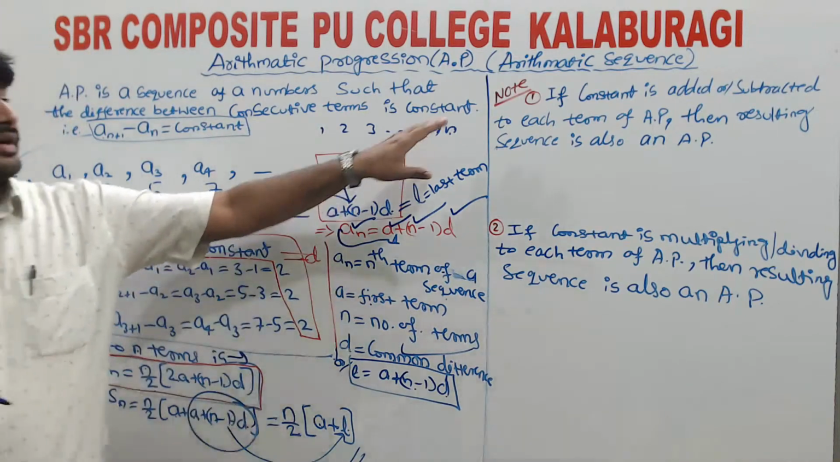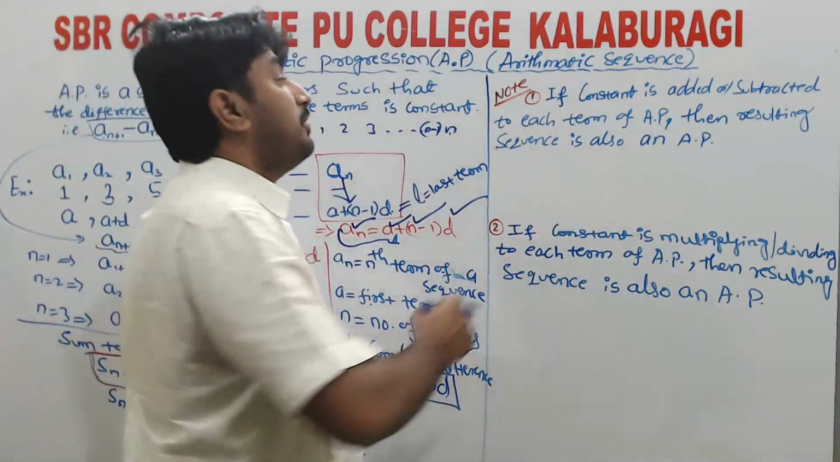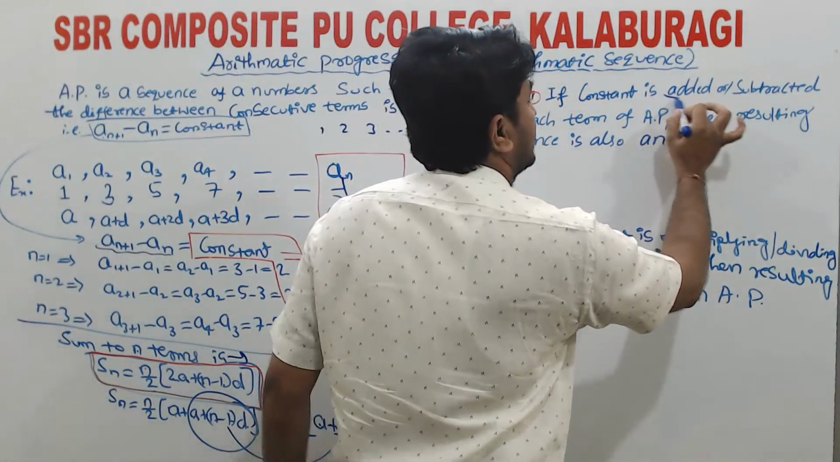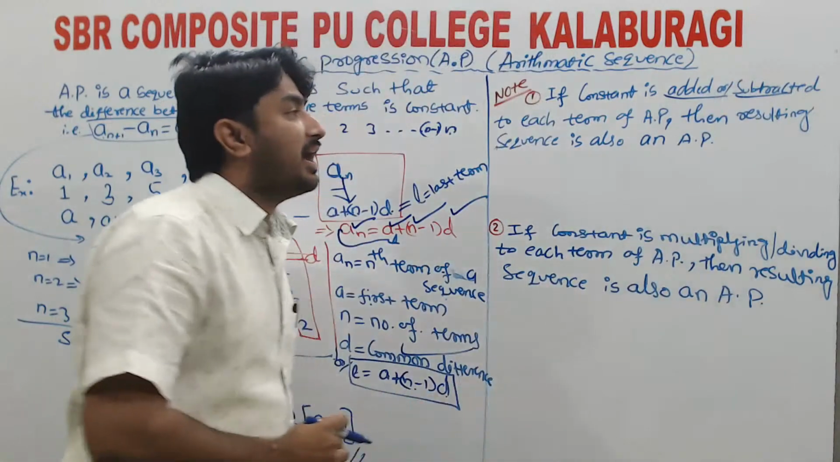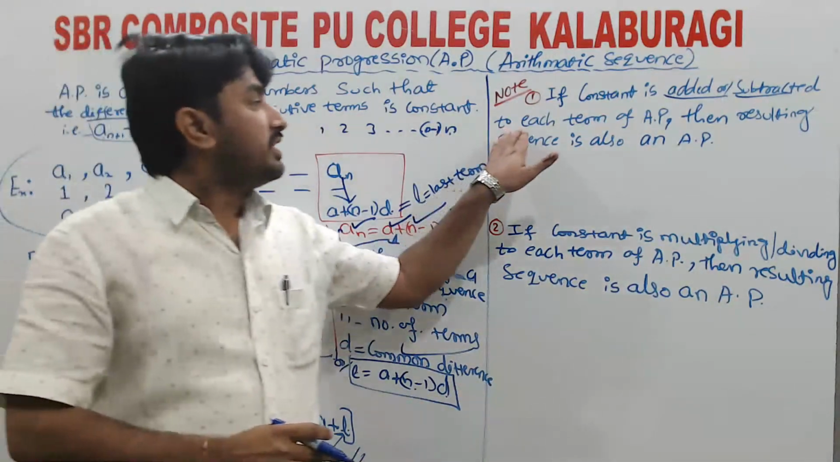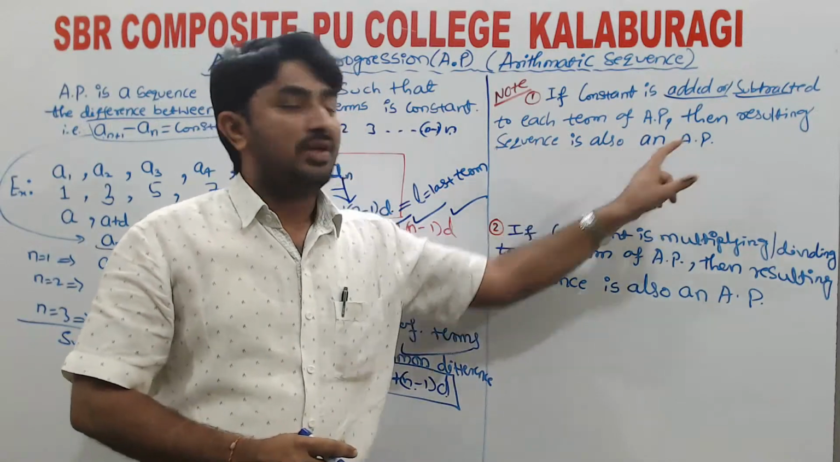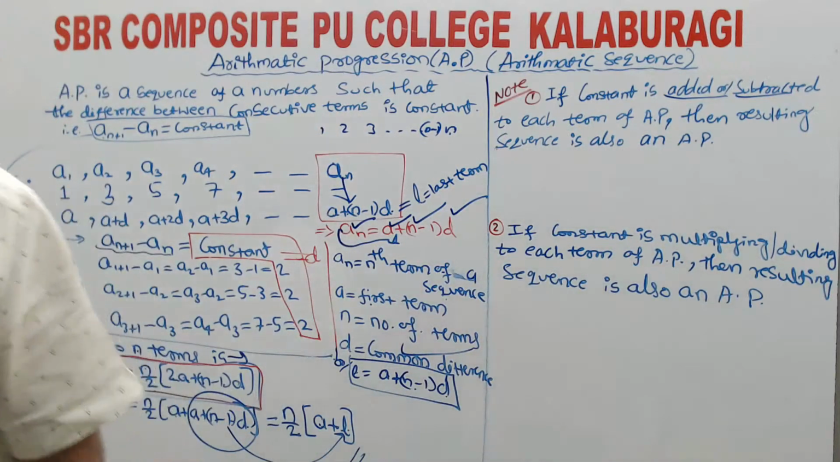And one important note is that if a constant is added or subtracted to each term of an AP, then the resulting sequence is also an AP. I will take one example.